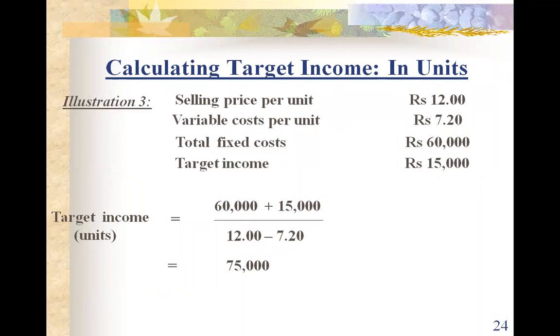Is it clear? Yes, sir. Sir, doing the math will make it clearer. No, sorry, 75,000 divided by 4.8, that means 15,625 units. If you sell 15,625 units, then you make a profit of 15,000 taka.